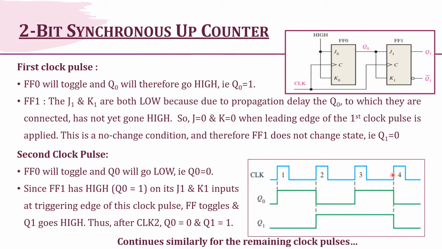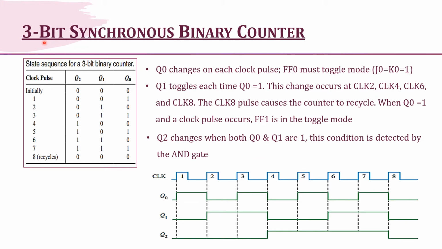During the fourth clock pulse, again the Q0 value toggles. This high value in Q0 makes Q1 also toggle. So this is the working of a 2-bit synchronous up counter. Now let's look into a 3-bit synchronous binary counter. Since it is a 3-bit counter, we need to have 3 flip-flops. Now let's look into the state sequence for this 3-bit binary counter.